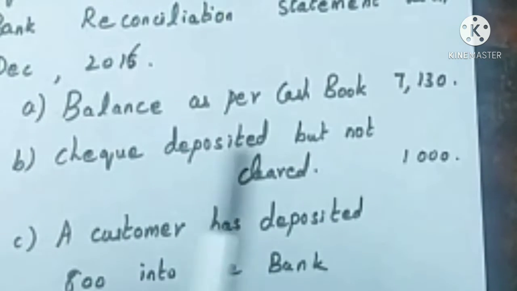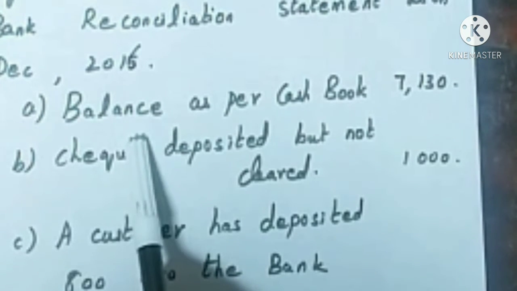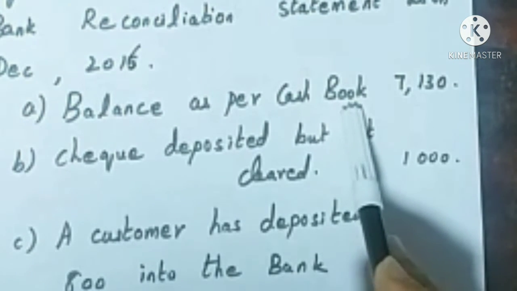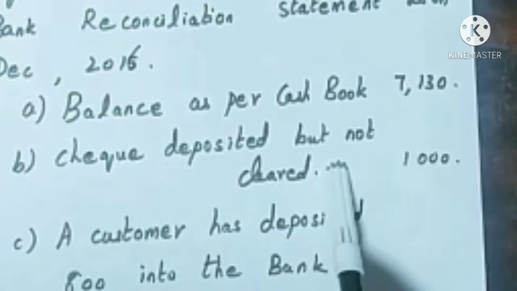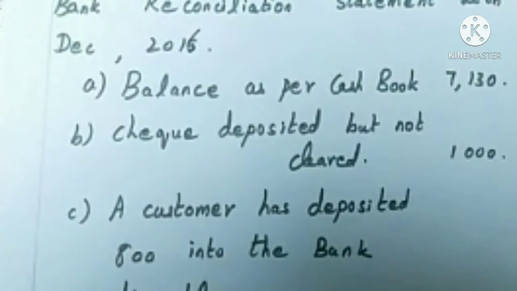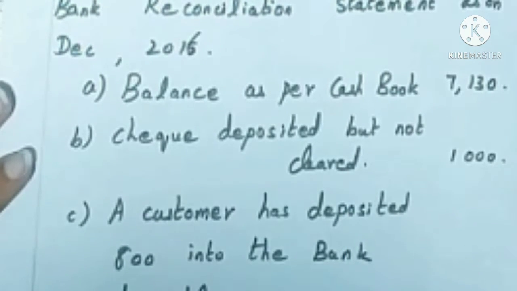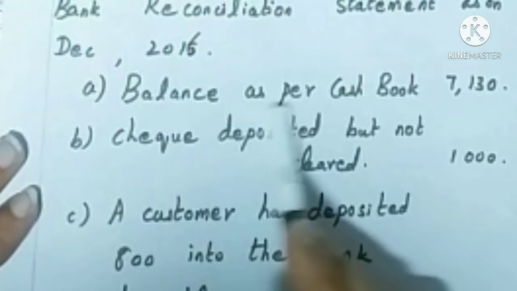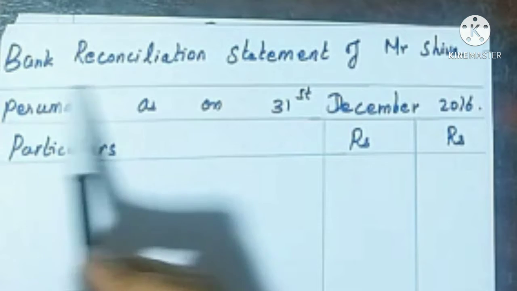Okay, let's start. Now, balance as per cash book is given. So, I am going to start from balance as per cash book and end up in balance as per passbook. The reasons for the differences in cash book and passbook are given here. That is, check deposited but not cleared, and a customer has deposited 800 into the bank directly. So let's start now from balance as per cash book. Right? This is the way we have to prepare the bank reconciliation statement.